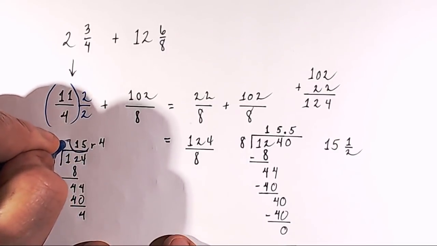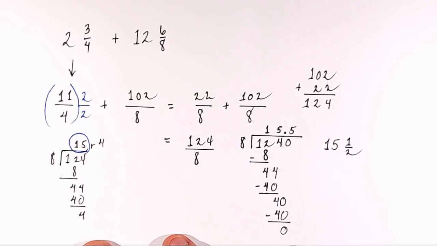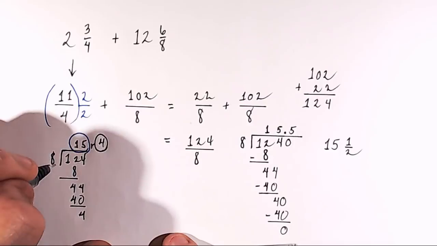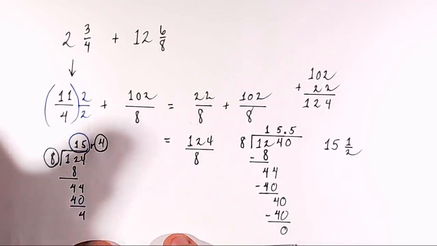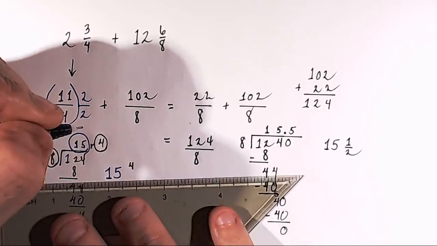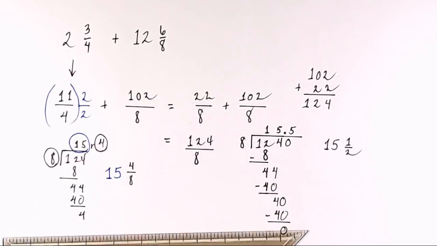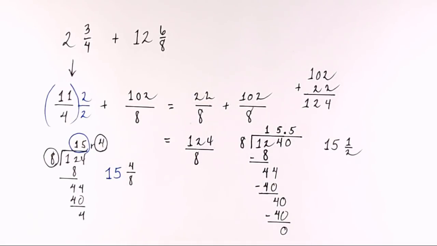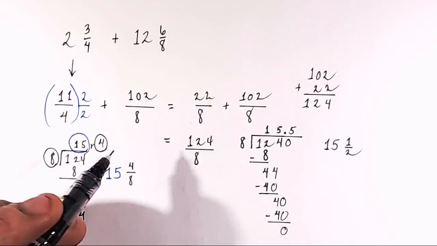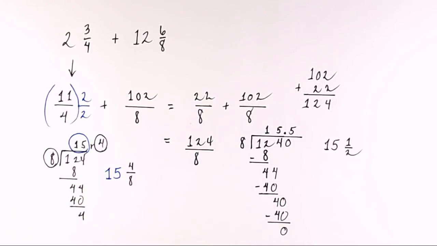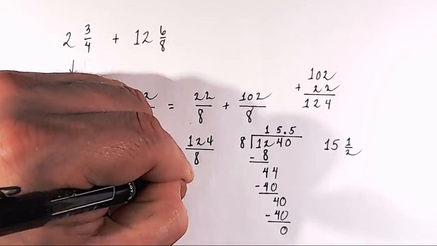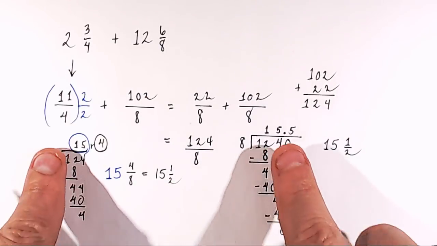So you've got your whole number, part of your proper fraction, and then you've got your numerator right here, and your denominator right here. So we'll write that out. We've got the whole number, 15, and 4 over 8. Well, 4/8 can be reduced to 1/2. 4 divided by 4 is 1. 8 divided by 4 is 2. So now you've got 15 and 4/8 equals 15 and 1/2. Two ways to get the same answer using long division.